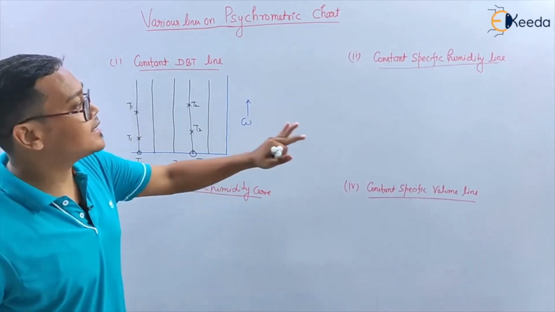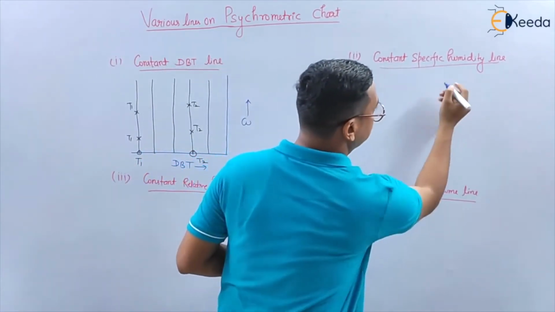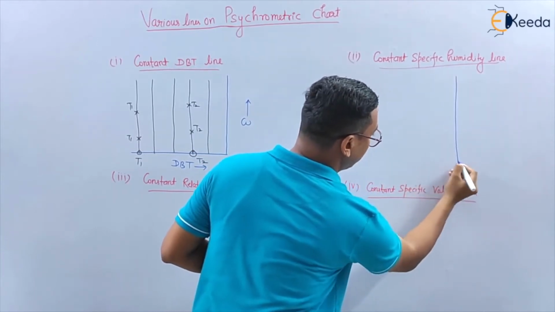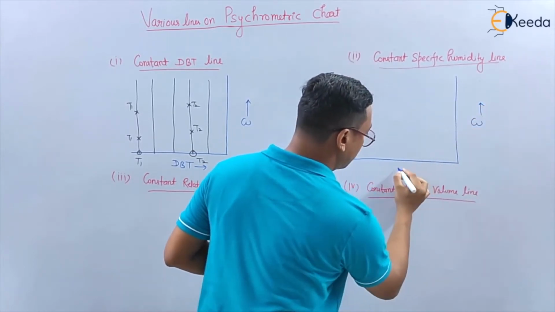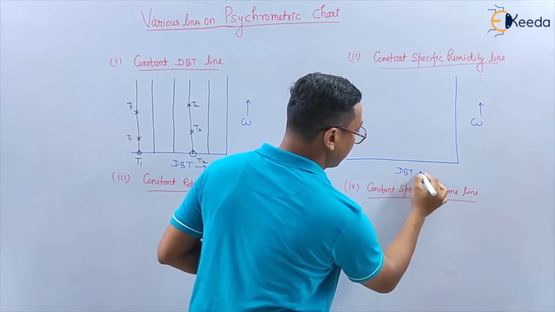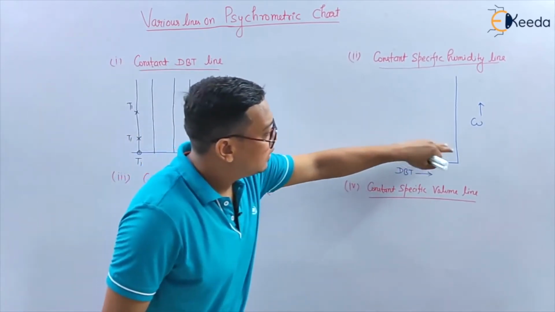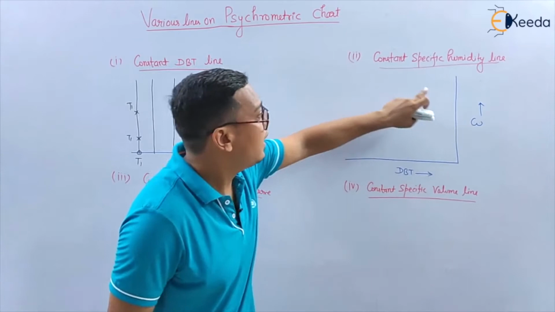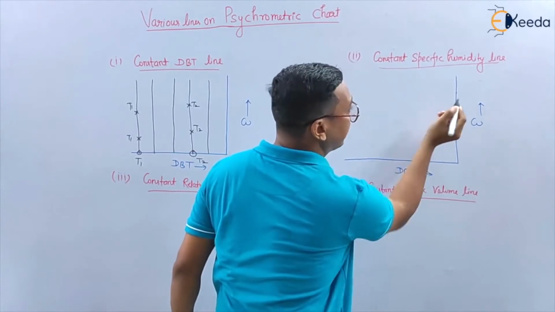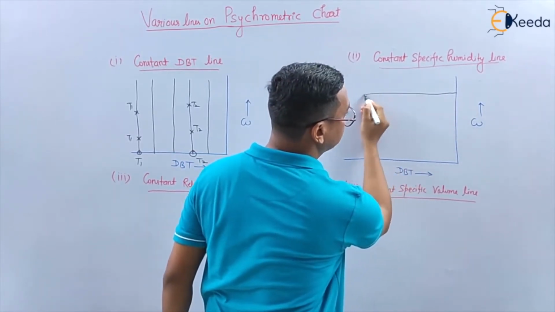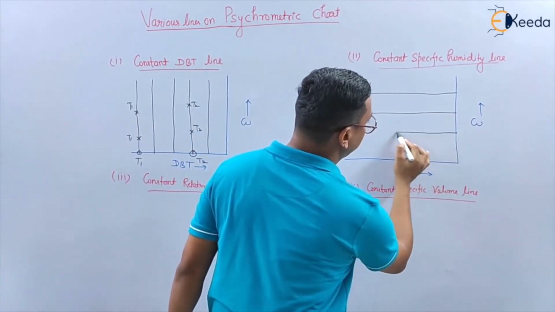Let's see the next line, the constant specific humidity line. This is the psychrometric chart, this is omega and this one is dry bulb temperature. So friends, see here, this is omega, the specific humidity, and the specific humidity is constant. That means, suppose I take this point, it is constant, so the line will go like this. This one is the constant specific humidity line.